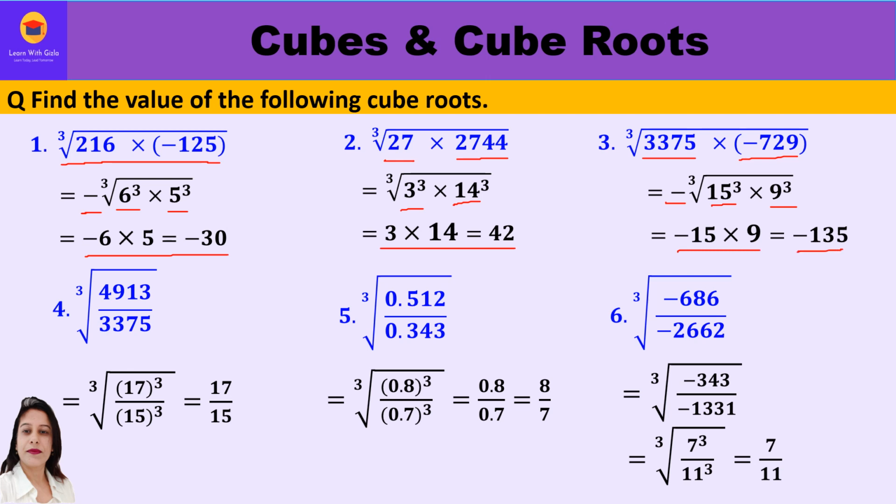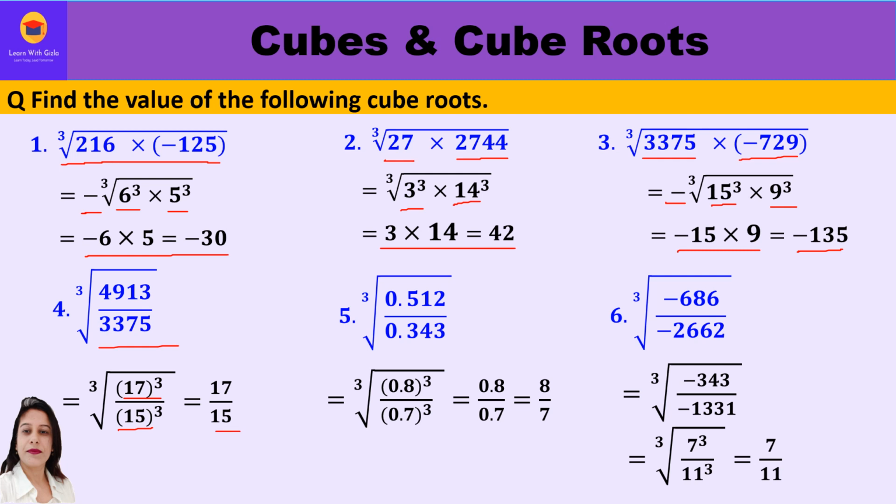135. Now fourth question, we have to find the cube root of a rational number, 4913 upon 3375. Now 4913 is 17 cube, 3375 is 15 cube. So taking the cube root of them, we will get 17 upon 15 as an answer.